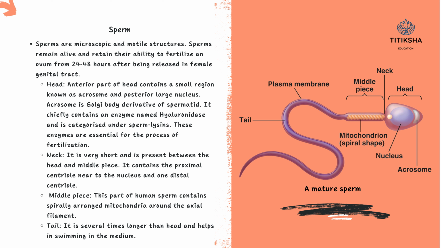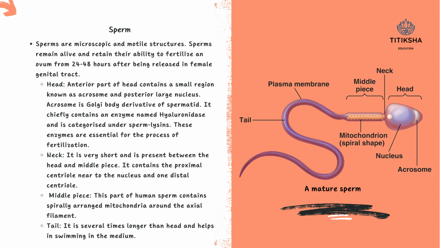Sperm. Sperms are microscopic and motile structures. Sperms remain alive and retain their ability to fertilize an ovum from 24 to 48 hours after being released in female genital tract. Sperm contains following parts.